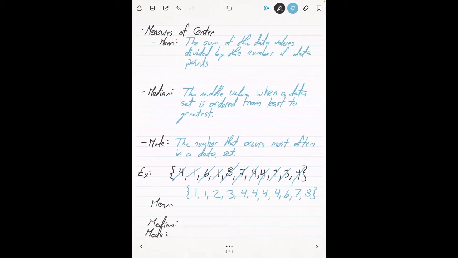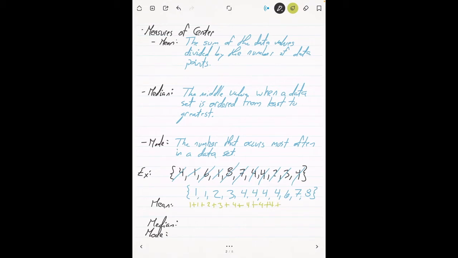Let's go ahead and let's find the arithmetic mean, the median, and the mode. To find the mean, we have to add up all the numbers in this data set, and then we have to divide by how many there are. So let's add these up. Let me change colors here. I'll do the mean in green. So we have a 1 plus 1 plus 2 plus 3 plus 4 plus another 4 plus another 4 and one more.